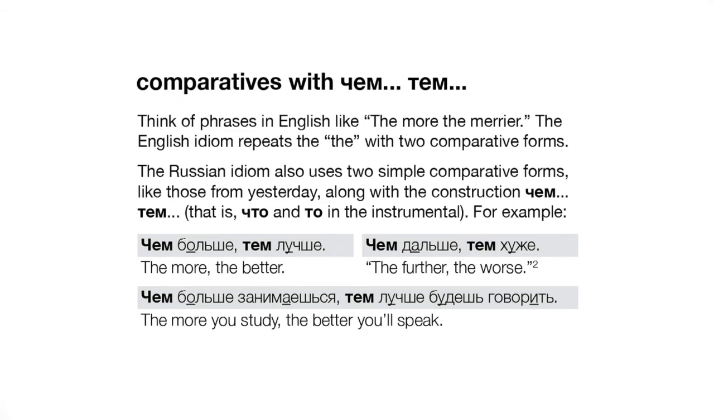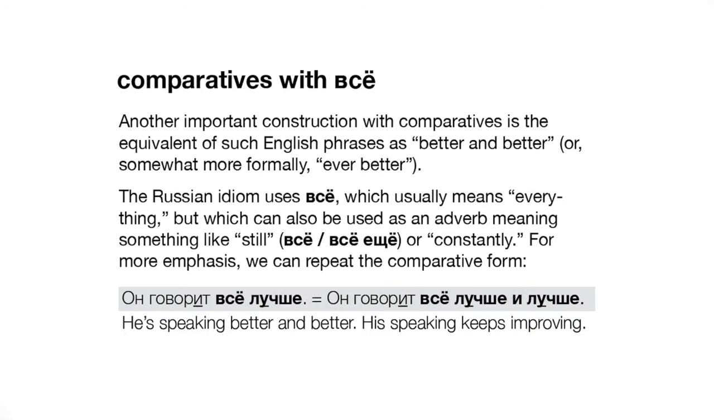One more little construction, very useful: все plus a comparative means ever, whatever, ever better, ever larger, ever more. Or another way to say that in English is, more and more, better and better, bigger and bigger, where things keep getting whatever, right? Он говорит все лучше, meaning he's speaking better and better. His speech keeps improving. You could repeat this also in Russian. Он говорит все лучше и лучше, right? So you can repeat it if you want for effect.